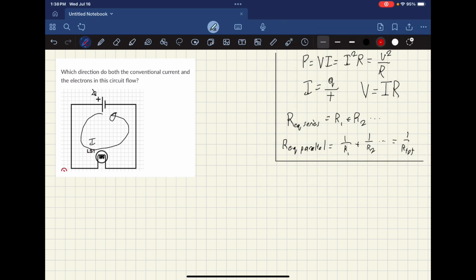However, the electrons, if you think about it, this over here on the right is the negative node of the battery. Electrons naturally have a negative charge, so they're going to repel away from that negative node. So they're going to flow the opposite direction here. Say that these are the electrons E. So the conventional current flows counterclockwise, and the electrons in this circuit flow clockwise.